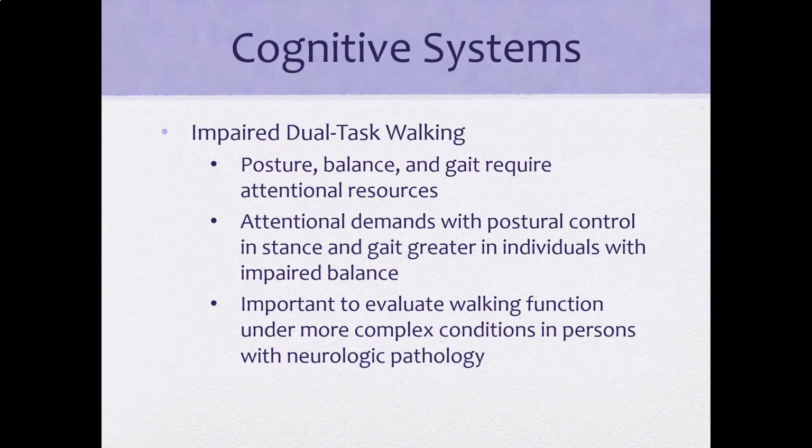Cognitive systems, impaired dual task walking. The ability for posture, balance, and gait requires a lot of attentional resources. So if they're not paying attention, it's kind of like, you see people walking and texting at the same time and they'll fall. Well, that's the same thing, right? Attentional demands with postural control and stance and gait are greater in individuals with impaired balance. Important to evaluate walking function under more complex conditions in persons with neurological pathology.